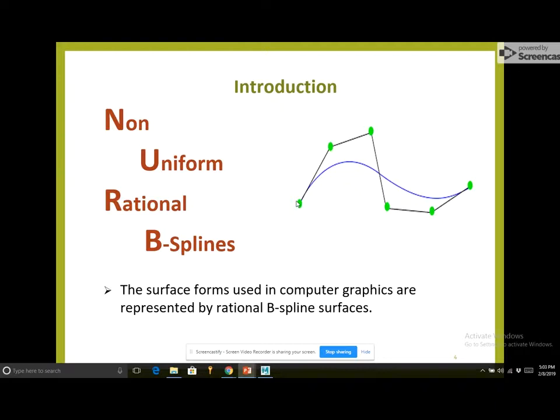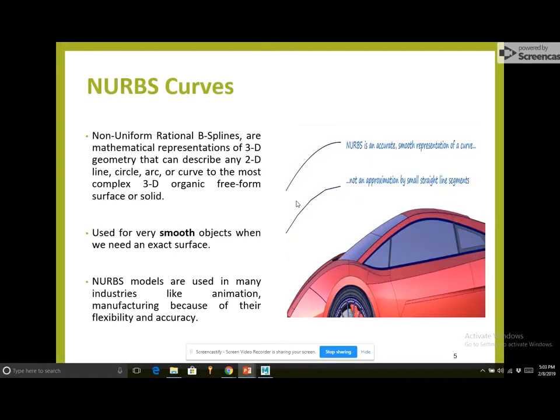So let's go into detail on NURBS curves. NURBS curves are the mathematical representation of 3D geometry that describes a line or a circle or a curve or any surface or solid. So NURBS surfaces are used to design very smooth and exact surfaces. Here in this image we can see a car designed using NURBS curves. NURBS curves are accurate and smooth representations, not approximations, they are very exact and smooth surfaces.